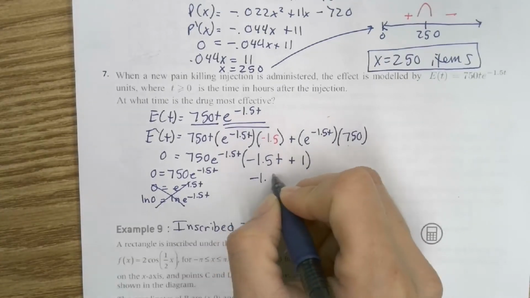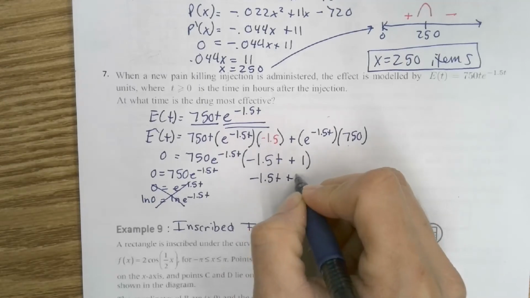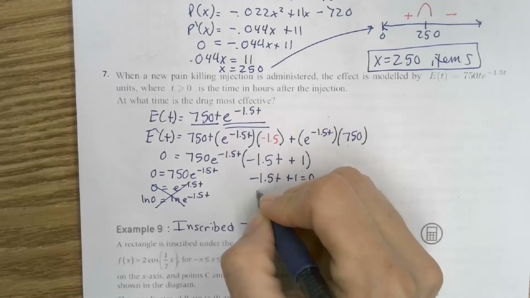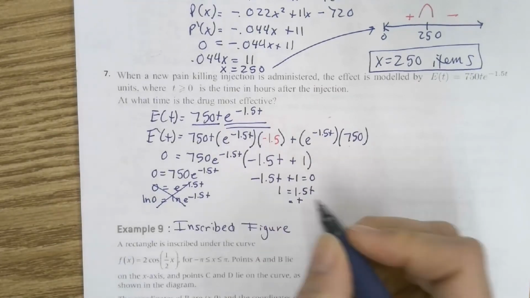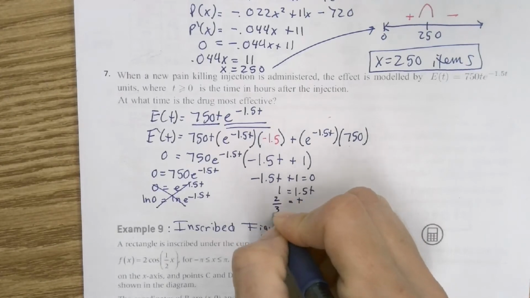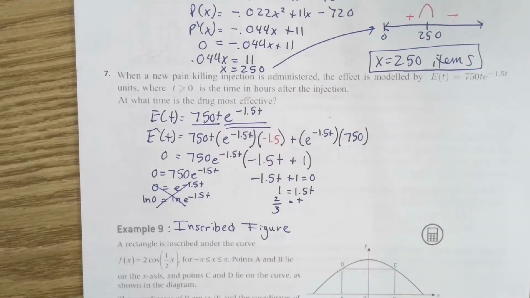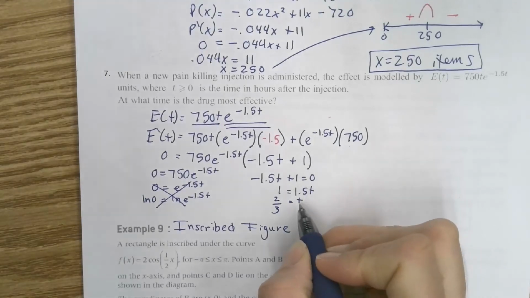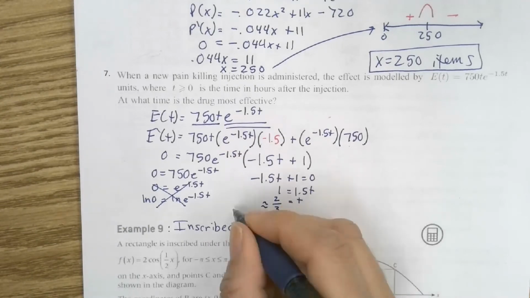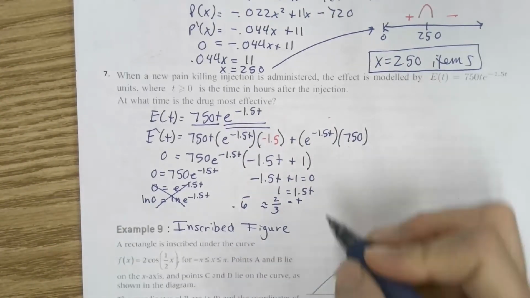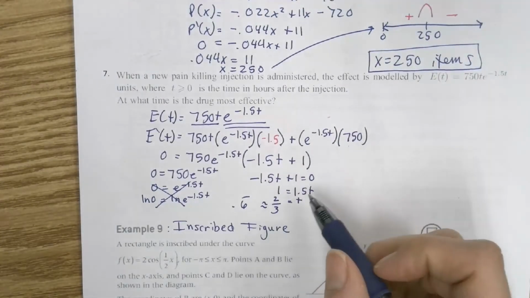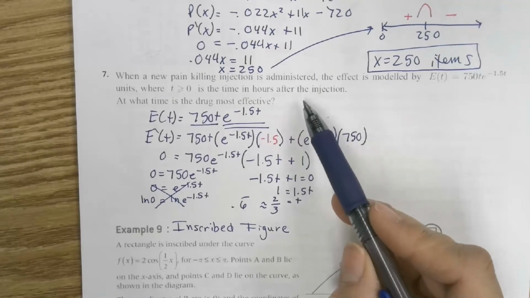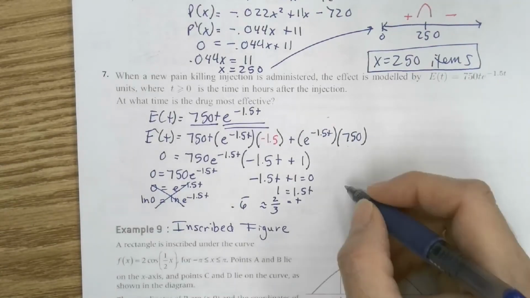And then we're going to set negative 1.5t plus 1 equal to 0. So we'd have 1 equals 1.5t. And if I divide by 1.5, I'm going to get 2/3. So when my time equals 2/3, that is when I'm going to see my greatest value. If you approximated that, that'd be 0.6 repeating. So that's when I'm seeing my injection have the greatest effect. And this problem is in terms of, let's see, hours. So 2/3 of an hour.